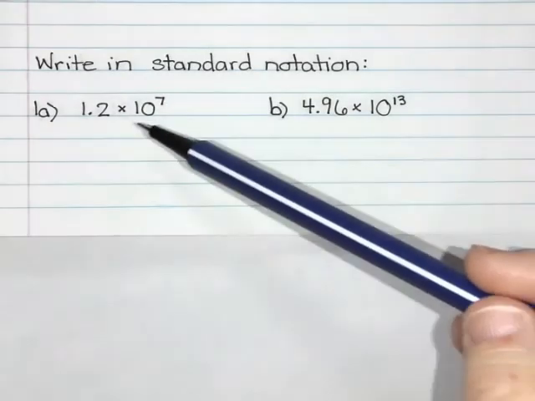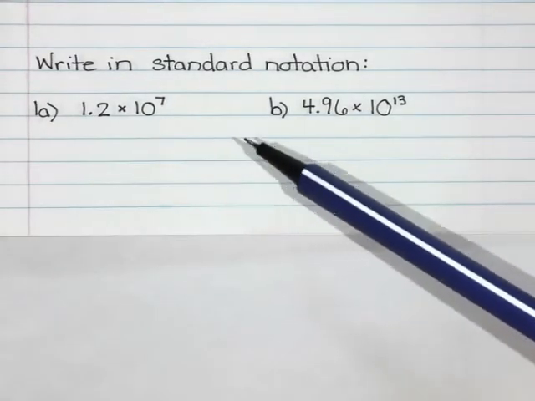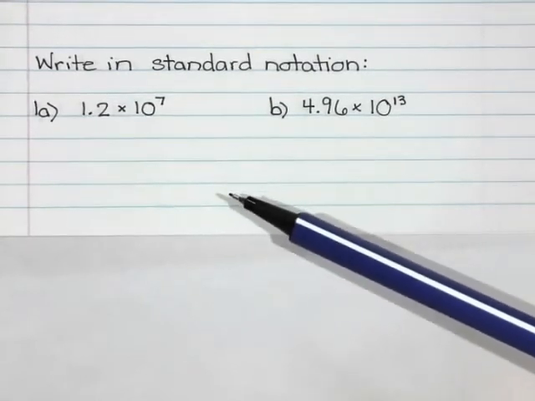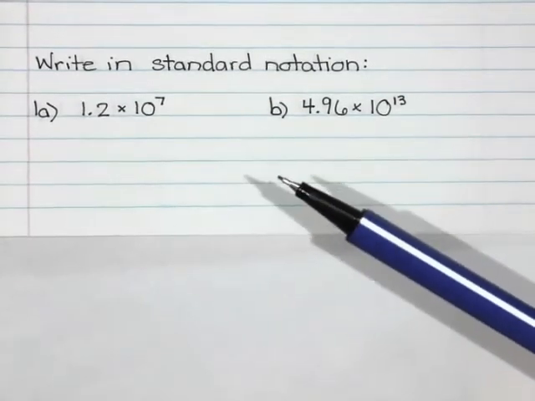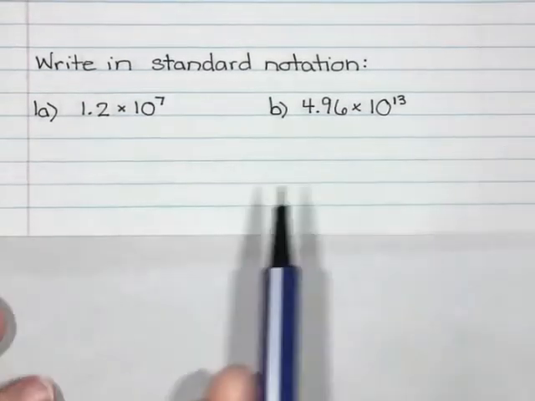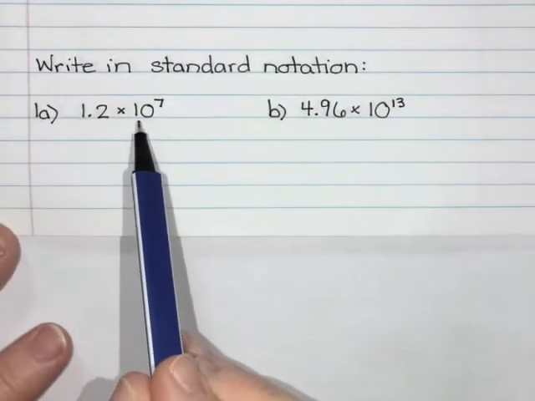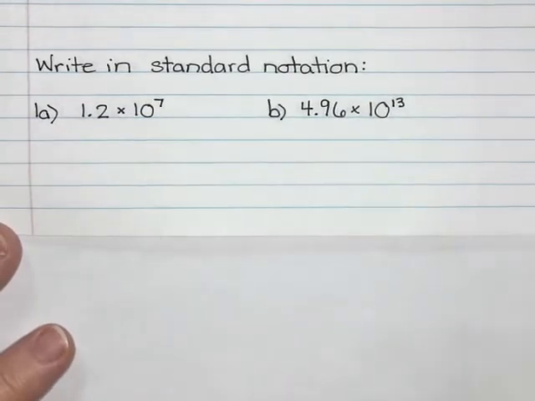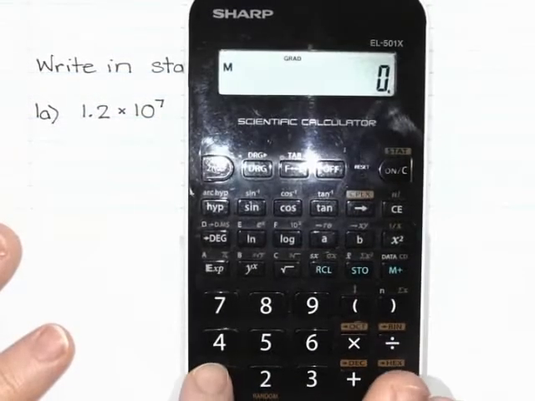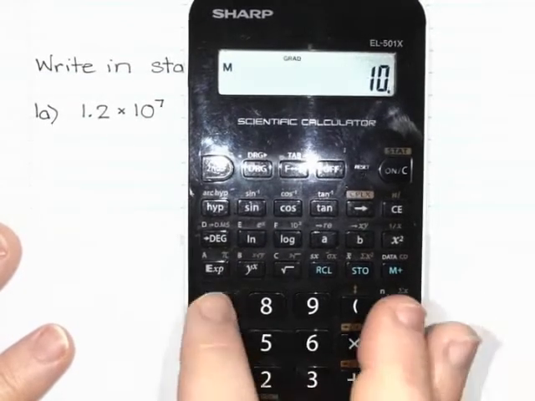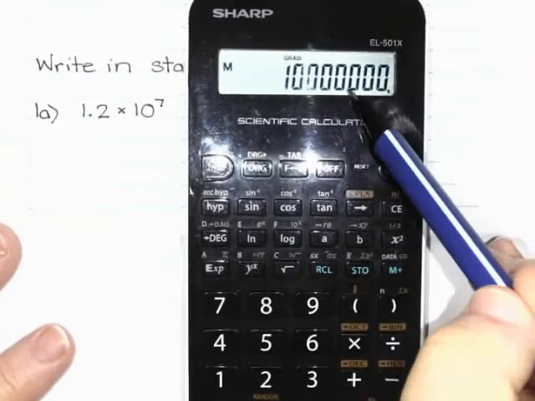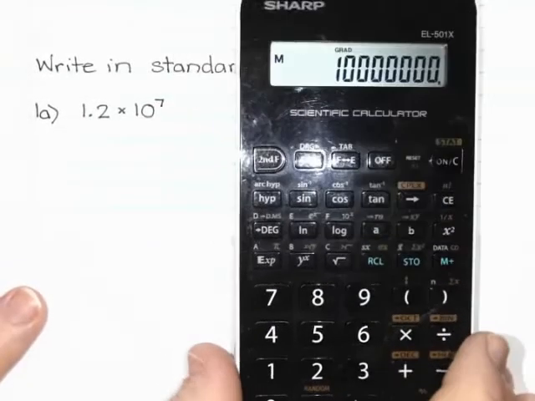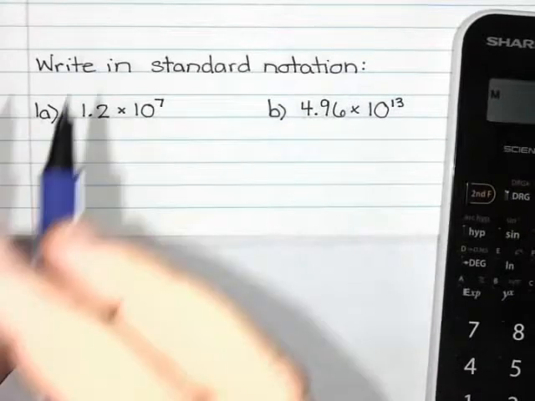There are a couple of different ways that I can do this. I can do it where I show some steps, or I can do it where I don't show steps. So we're going to try showing some steps first, and then we'll go from there. So 1.2 times 10 to the power of 7. I can work out what 10 to the power of 7 is. So 10 to the power of 7 is 10 million. So I could say that this is 1.2 times 10 million.